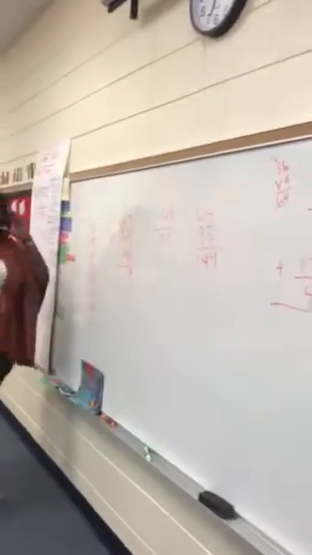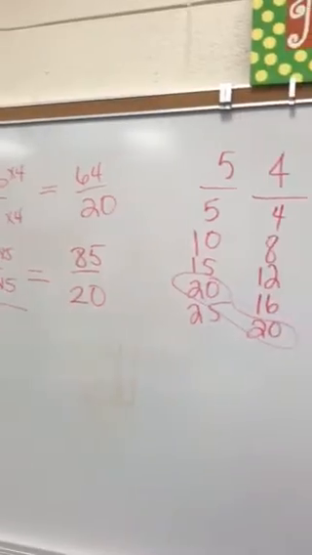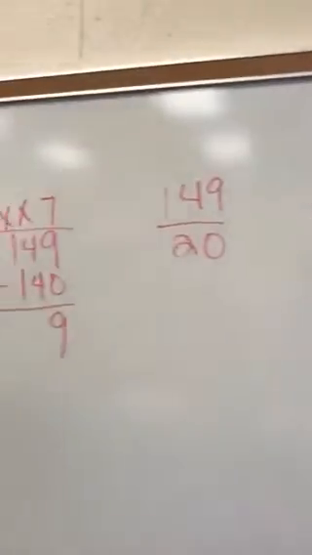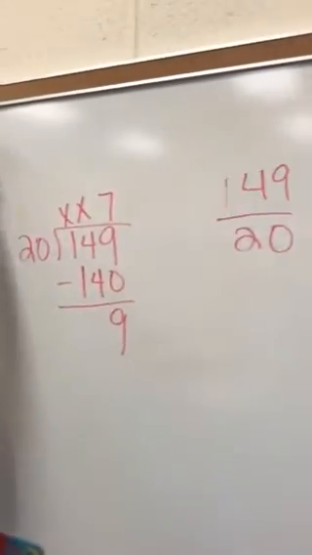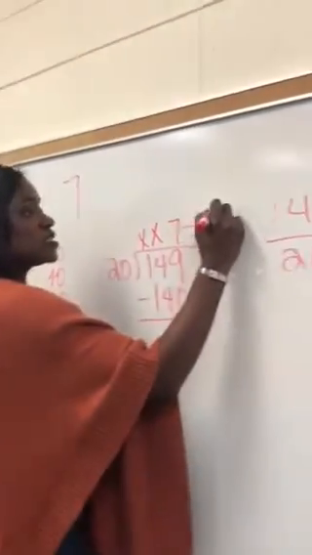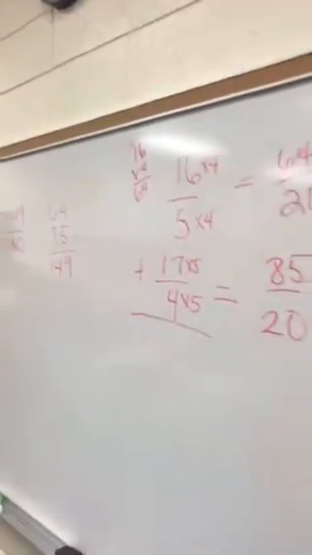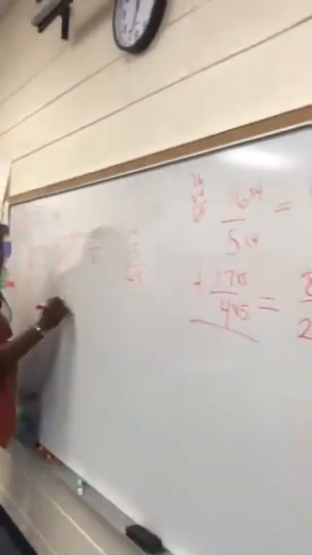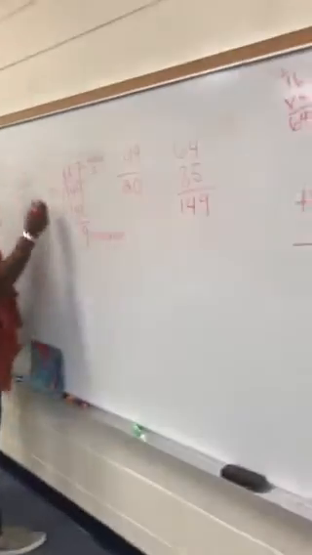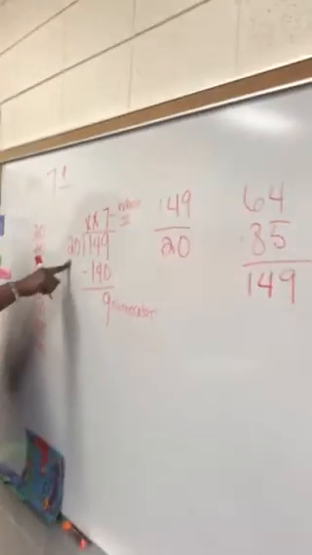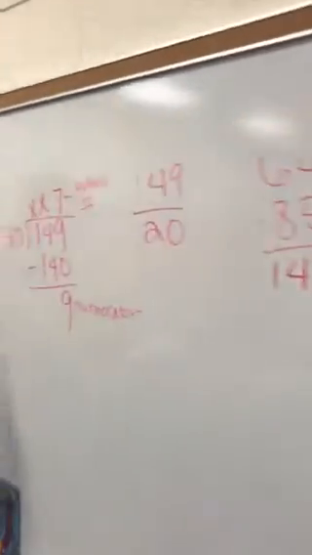Remainder 9. So here's where I notice some of us make mistakes. What's going to be my whole number? 7 is going to be my whole number. This 9 will become my what? Numerator. And this becomes my what? Denominator.